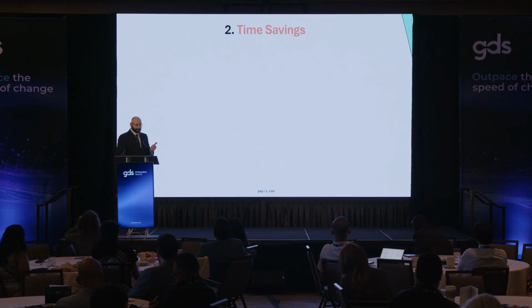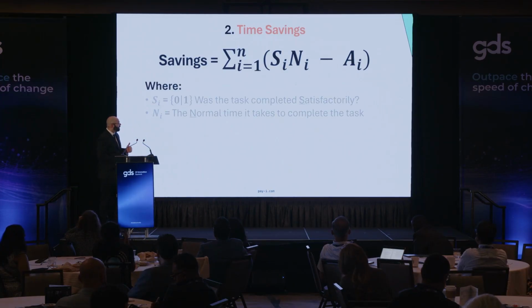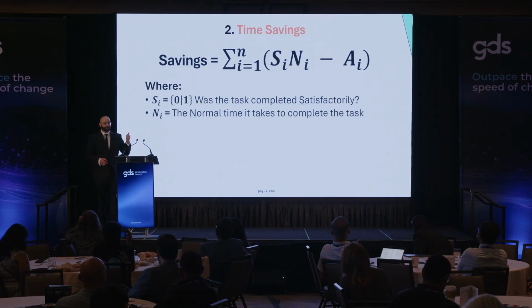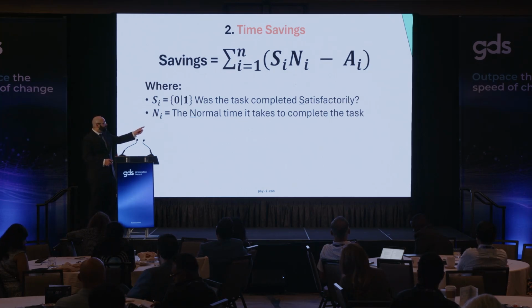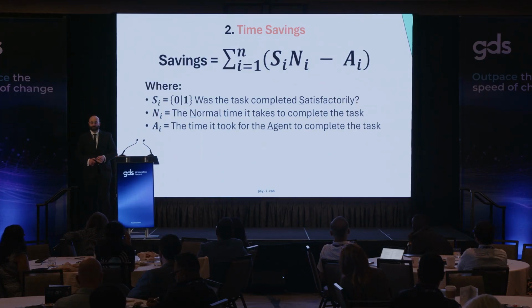Let's look at time savings. This is going to be a new equation. It's going to look more complex than it is. I promise it's really not that hard. The S here is simply whether or not the objective was met to the satisfaction of a reviewer of some kind, right? And then N is the amount of time it would take to normally accomplish a task, so for a human to accomplish a task. And then A is simply the amount of time it takes for an agent to accomplish a task.